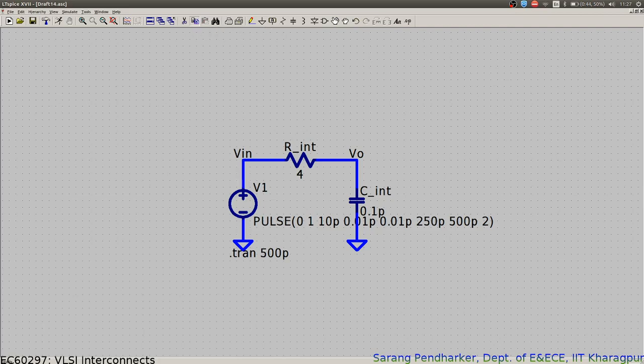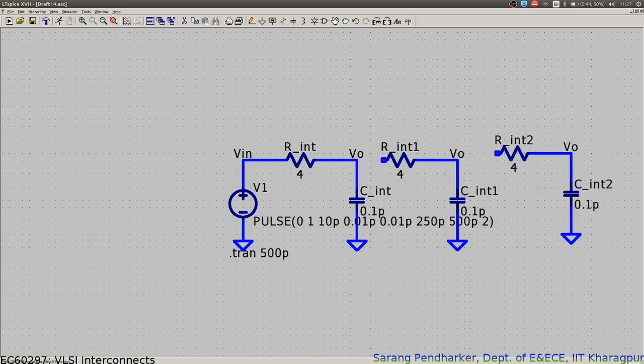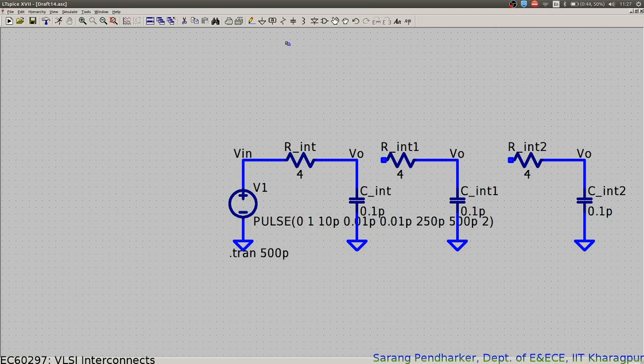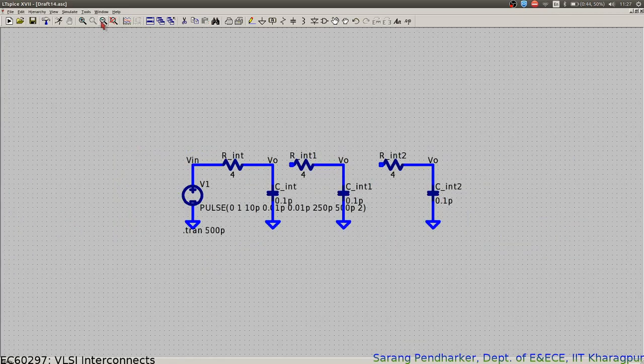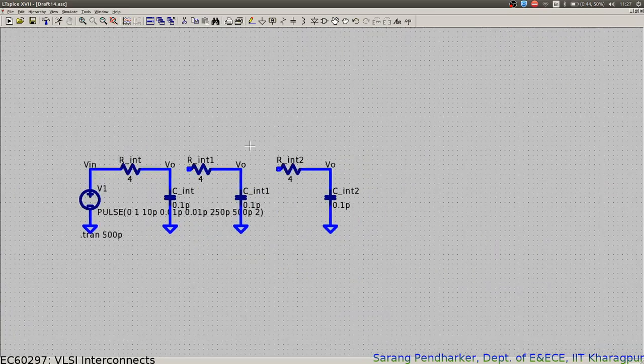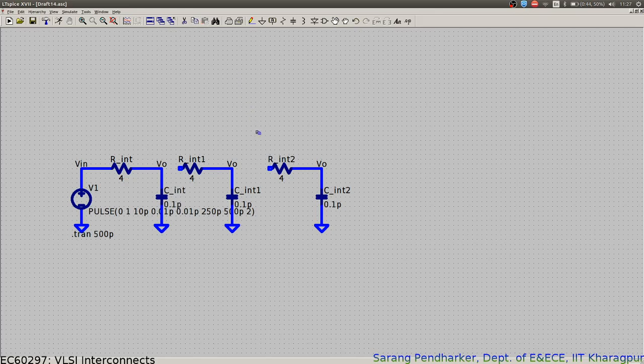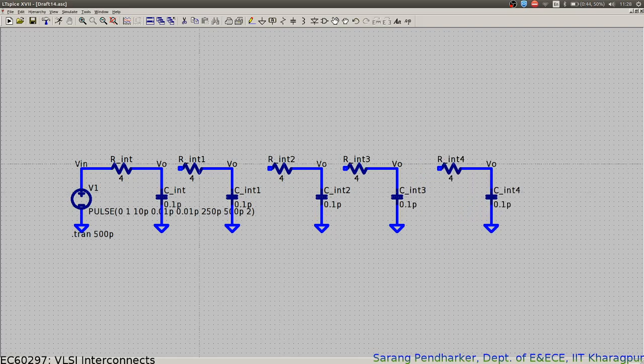copy it. So create this part, create a copy, then again create a copy, and create a copy, 4 and then 5, and then you connect all of these.